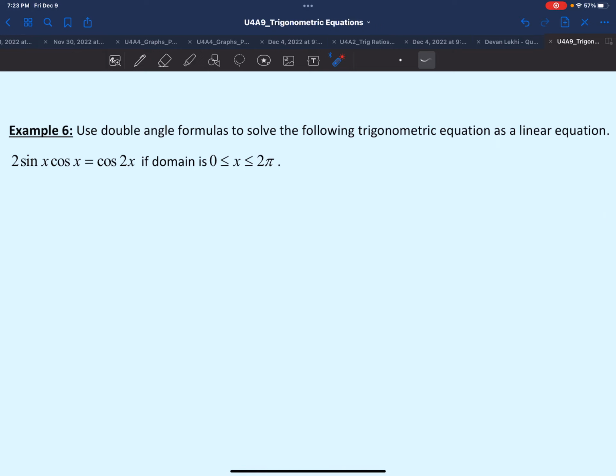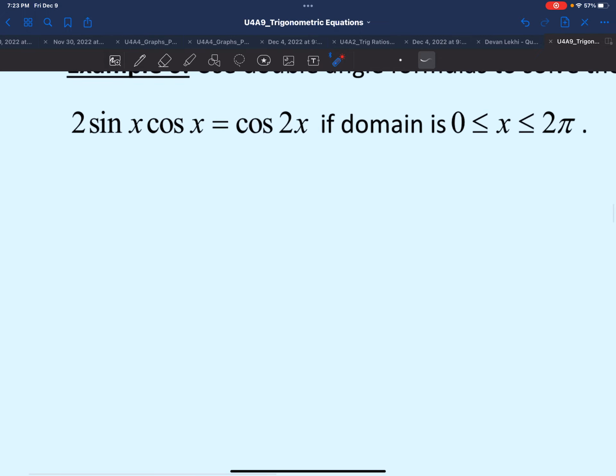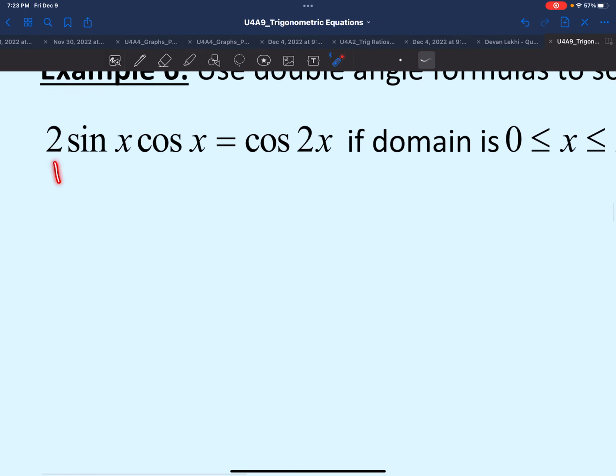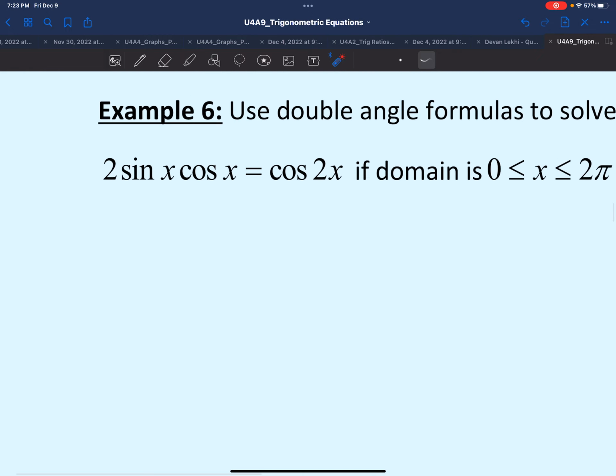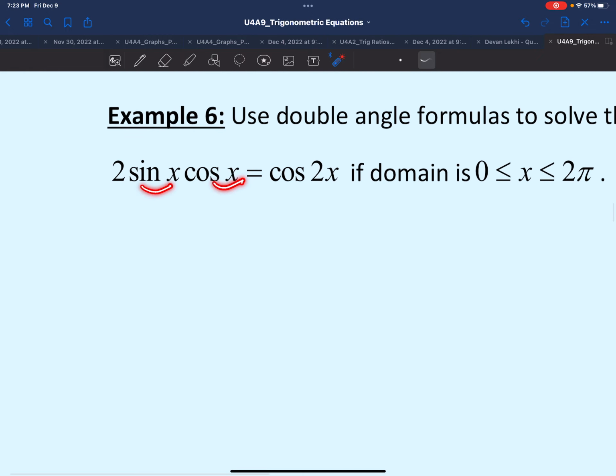Here we are looking at another trig equation. So we have 2 sine x cosine x equals cosine of 2x, where the unknown angle x appears in every trig ratio in the equation and is an angle between 0 and 2 pi radians.